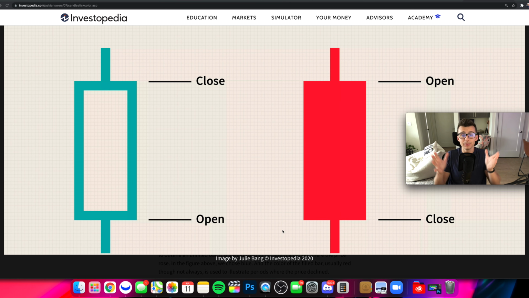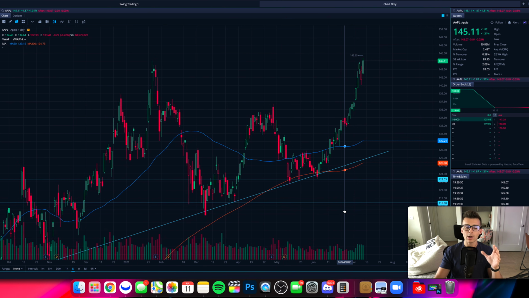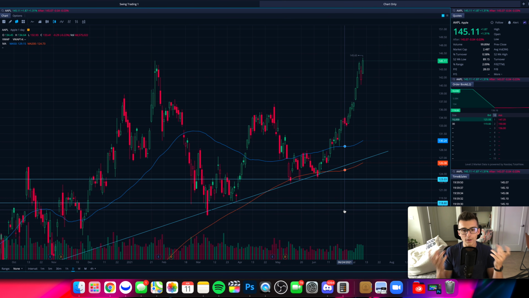That is simply it when you're looking at hollow candles. That's what you need to know. Now let's go apply it. So here we are on the Apple chart. Now, okay, great. We understand what these candles mean.